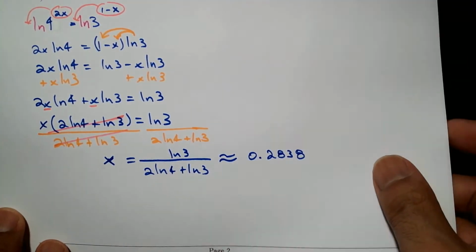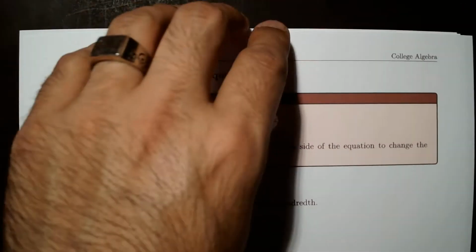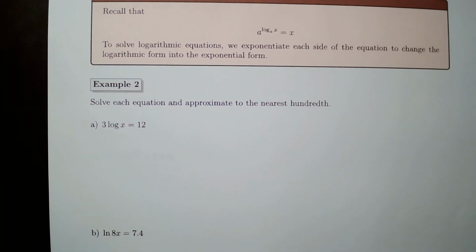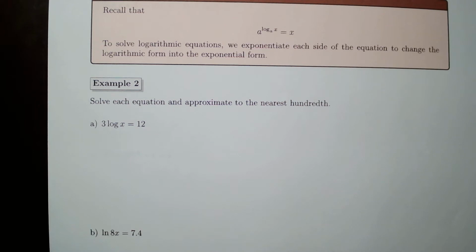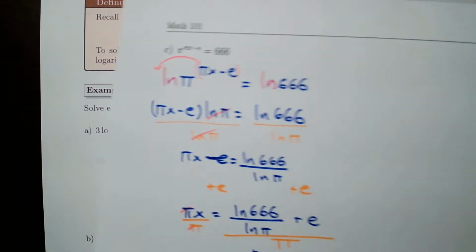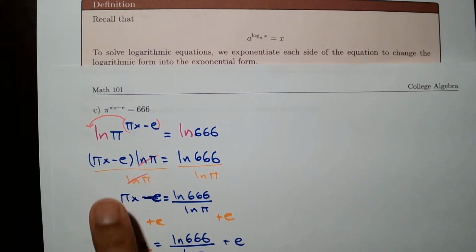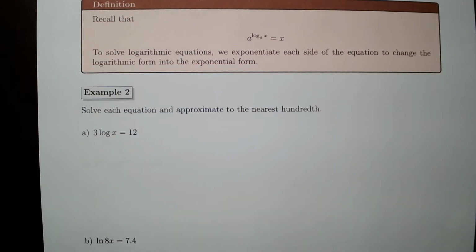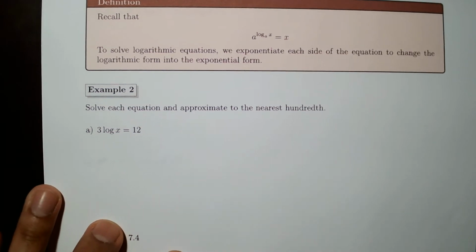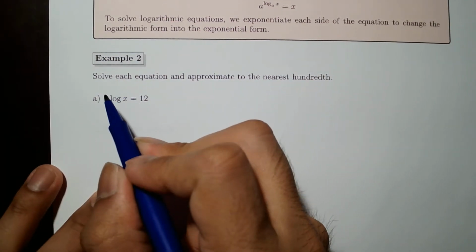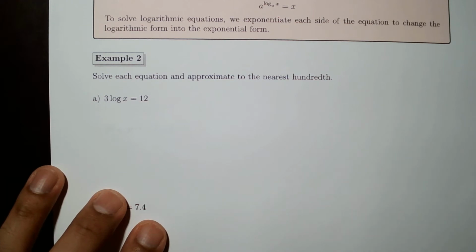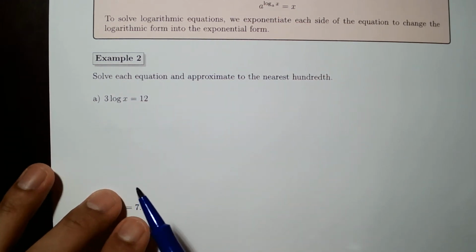So let's move on to the next topic, which is solving logarithmic equations. Now we are going to have equations that have a logarithmic term, and we need to do the inverse of the logarithm, which is to exponentiate both sides. Notice how in the previous examples, in order to get rid of the exponential, we took logarithms on both sides. Here, in order to get the logarithms undone, we exponentiate both sides. However, just like the previous type of equations, we need to isolate the logarithmic terms, just the same way we isolated the exponential term.